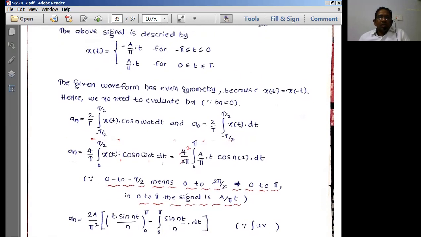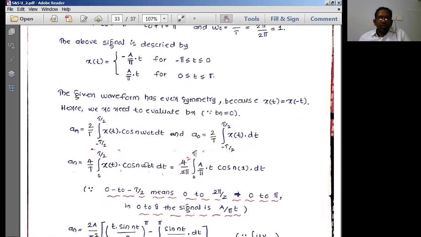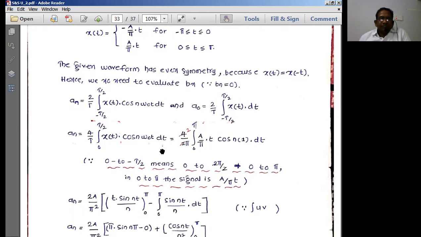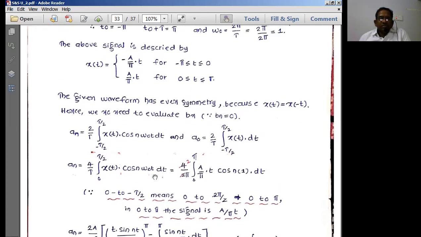Now, over the limits 0 to T by 2, this is the positive side of the time period, 0 to T by 2. What is it I have? A by pi into t I have. So I can simply write A by pi into t cos n omega naught t.